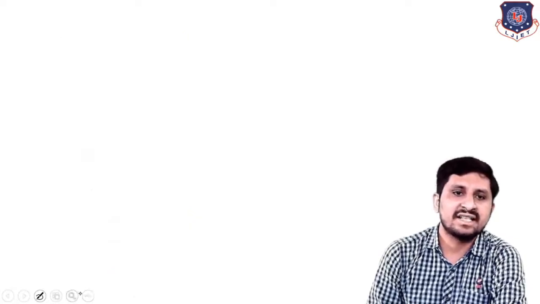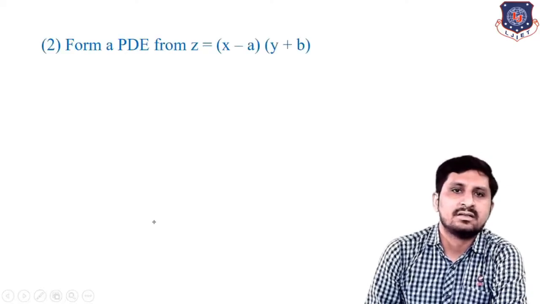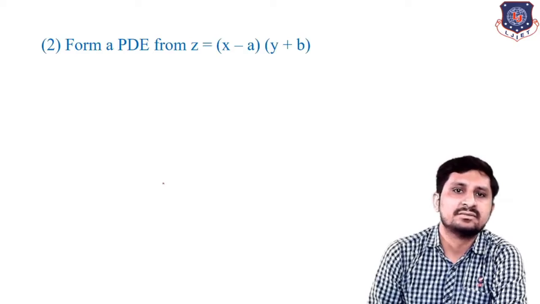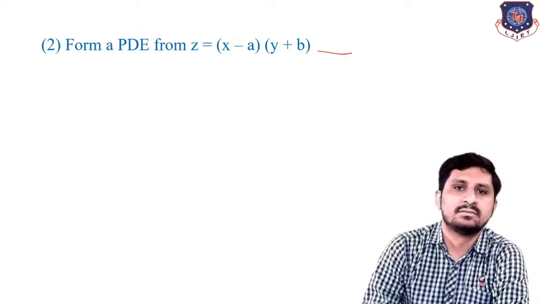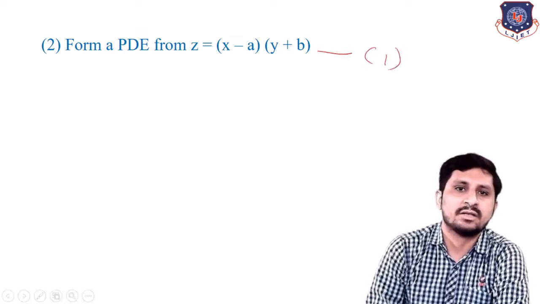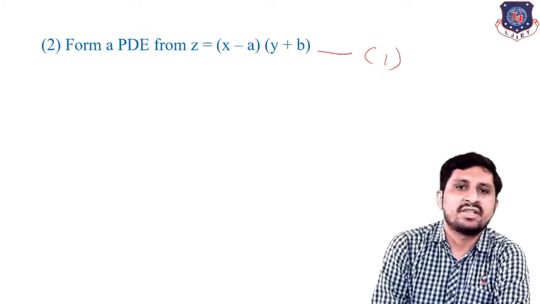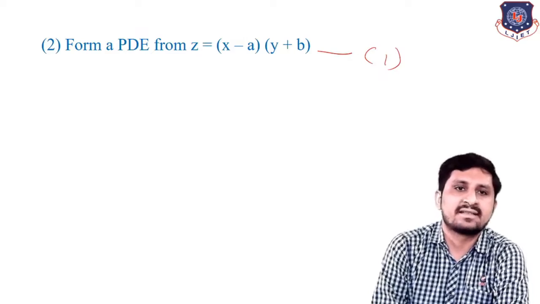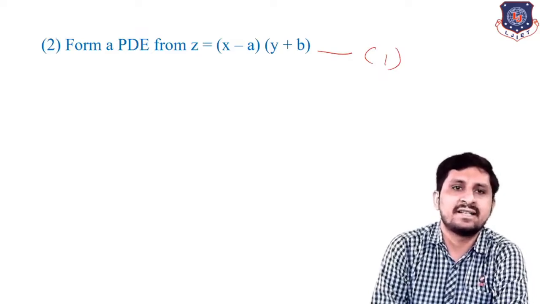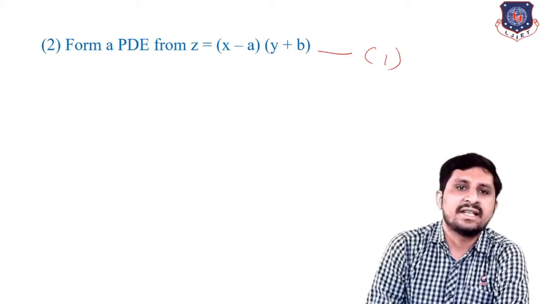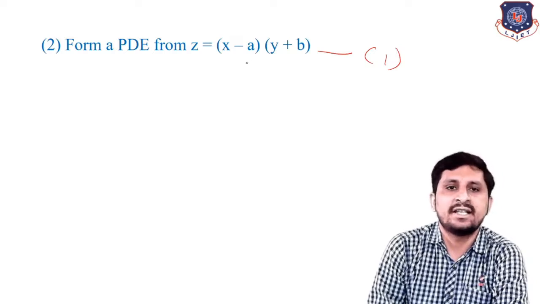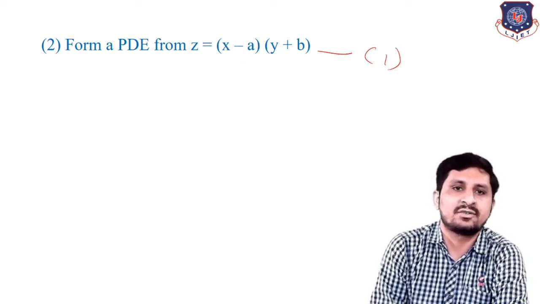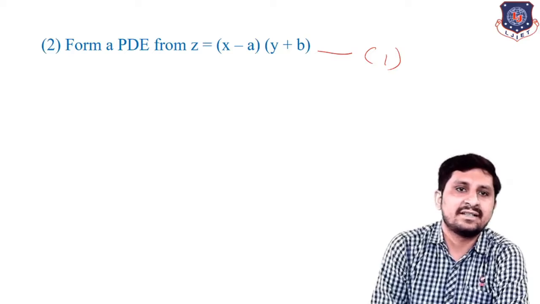Now let's take second example. Z is equal to x minus a into y plus b. So call it equation number 1. Now differentiate equation number 1 with respect to x again. Okay, so I am not writing the sentence. You can understand we are taking differentiation of equation 1 with respect to x. So that you have to write in your examination. I am just directly writing the equation.